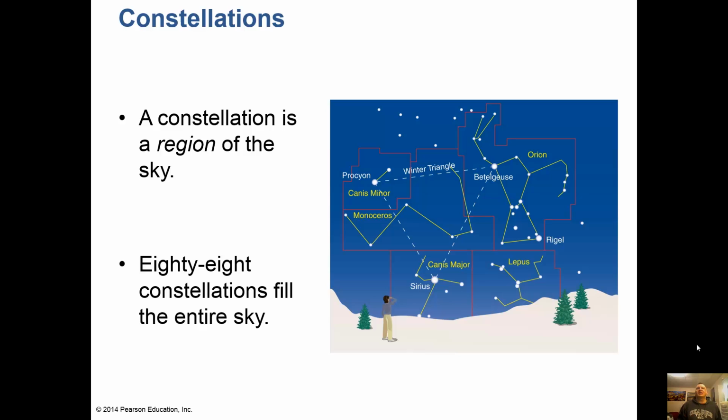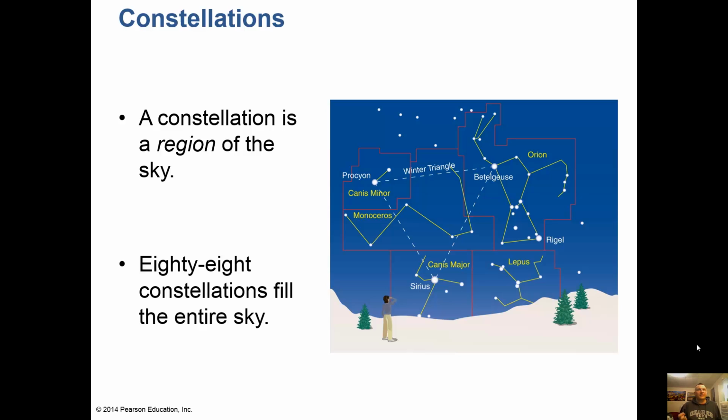Well, what is a constellation? A constellation is a region of the sky, technically, and there are 88 constellations in the northern and southern hemisphere. Now, you've heard of constellations like Orion, and that's a nice big one out in the winter sky.